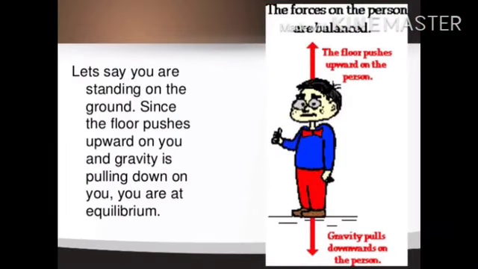Now see another example of balanced force. The forces on the person are balanced. Let us say you are standing on the ground. Since the floor pushes upward on you and gravity is pulling down on you, you are at equilibrium, which means you are at rest. So the forces are balanced.